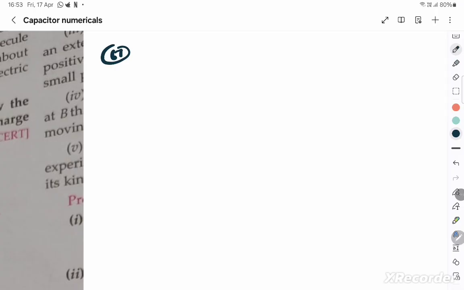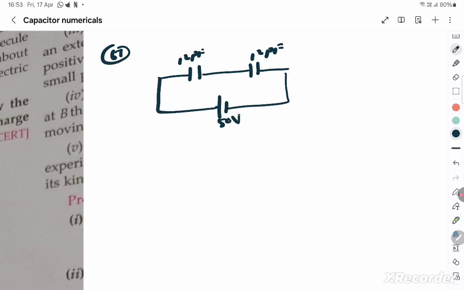Two identical capacitors of 12 picofarad each are connected in series. So you have a 12 picofarad capacitor and another 12 picofarad capacitor, both connected in series, and they are connected to a 50 volt battery. How much electrostatic energy is stored in the combination? If these were connected in parallel, we have to compare their electrostatic energy. How much energy will be stored in the combination? Also find the charge drawn by the battery in each case.